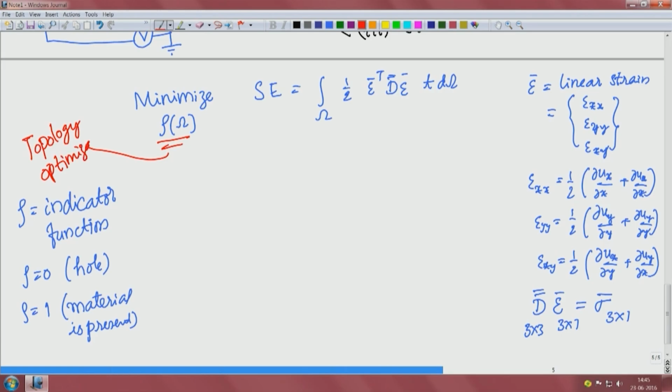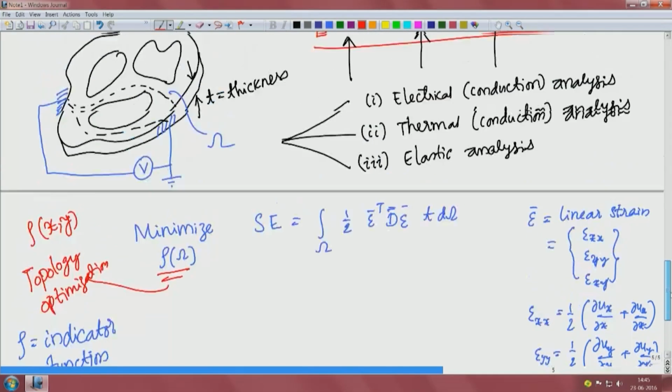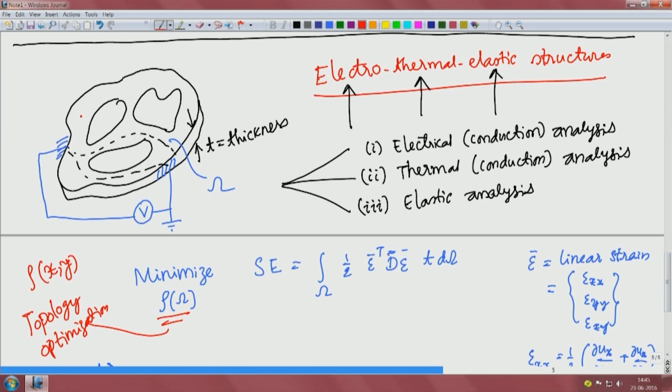So, we have a function, here rho is a function of x and y. We have the domain such as the one we showed. If I have at this point rho equal to 0, I get a hole there. If at another point I have rho equal to 1, I will have material there. So, that way if I keep on doing this, I will get the holes and I will get solid things.